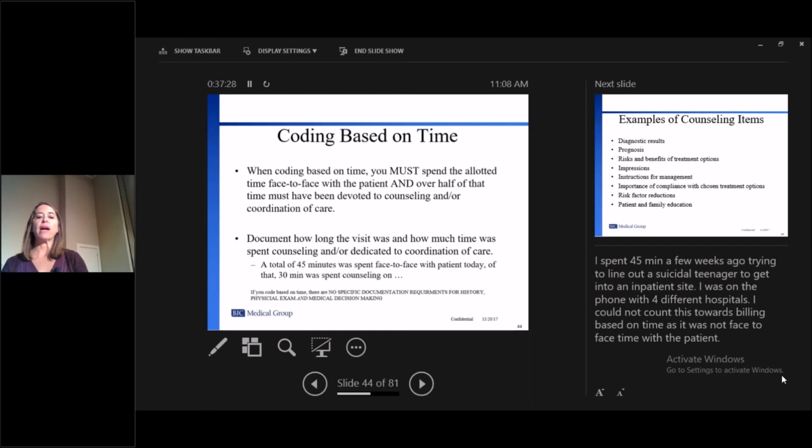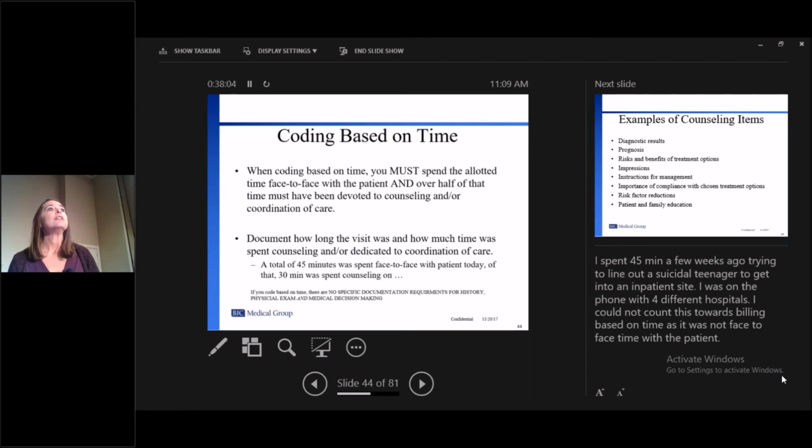So on my note, I will write a total of 45 minutes was spent face-to-face with the patient today. Of that, 30 minutes was spent counseling on, and then I write a short description of what I spent my counseling time on. To be noted, if you're billing based on time, all of that other stuff we talked about with your HPI bullets and your review of systems, those do not count towards this.